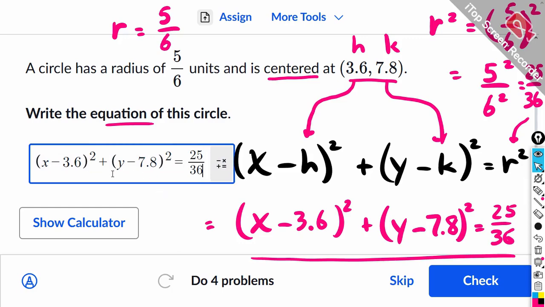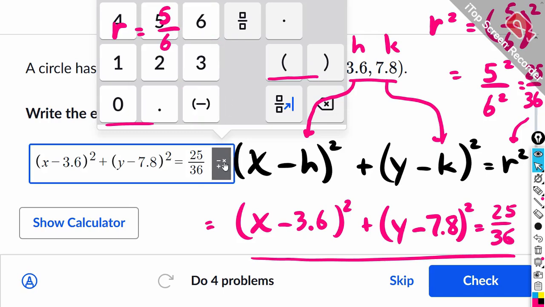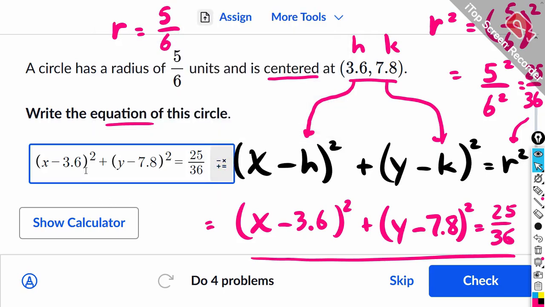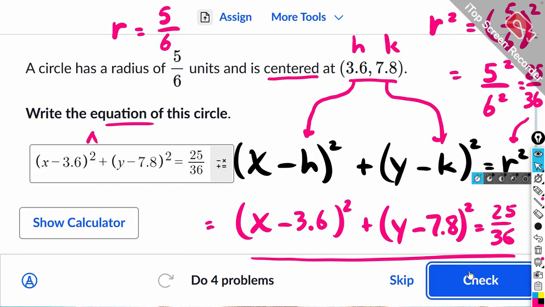25/36. So for the squared, you can also use this and find the exponent. But I just like to use Shift 6. That is the caret symbol to get the squared. Make sure your answer is correct, and that's it.